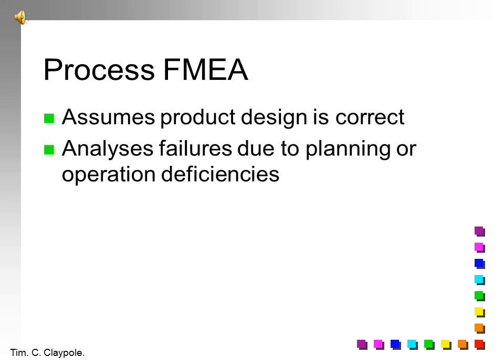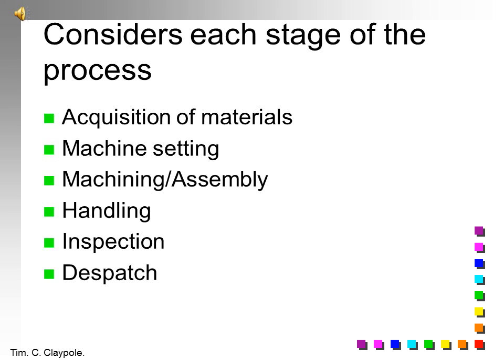Process FMEA looks at problems in production that can cause the device to fail. It assumes the product design is correct. It only considers mistakes and errors that can occur during the manufacturing process. The sort of thing that it looks at is the specification of the materials being purchased for the job, the machine setting, how machining and assembling can affect it, what components can be damaged during handling, what errors can be made during the inspection and approval process, and finally what errors can occur in dispatch.